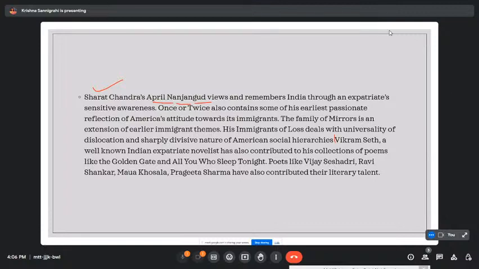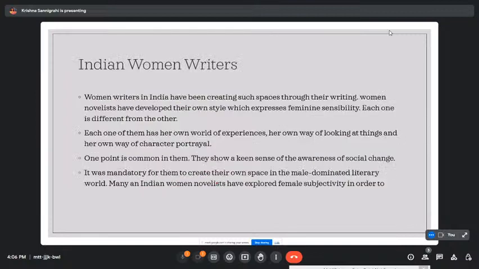Vikram Seth, a well-known Indian expatriate novelist, has also contributed collections of poems like The Golden Gate and All You Who Sleep Tonight. Poets like Vijay Seshadri, Ravi Shankar, Mahua Khosla, and Pragati Sharma have also contributed their literary talent. So it's an ever-emerging kind of field. So there are contributions of many people.